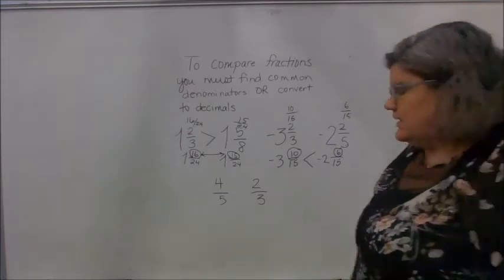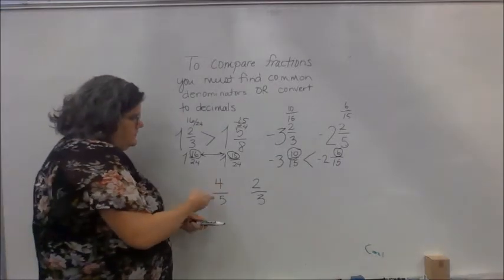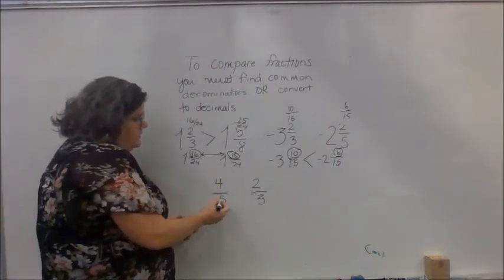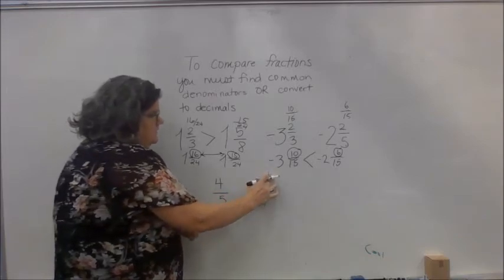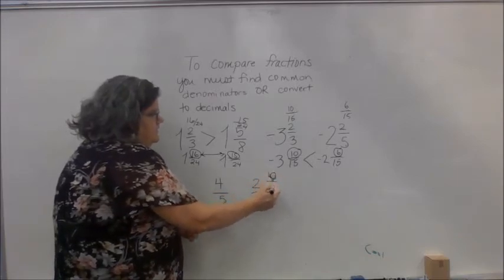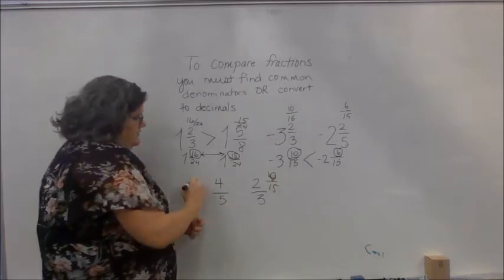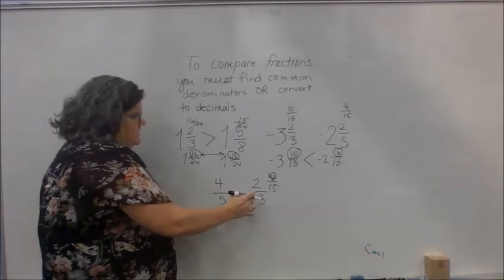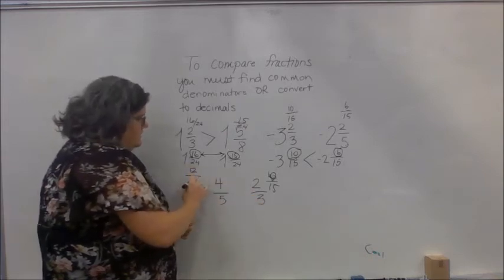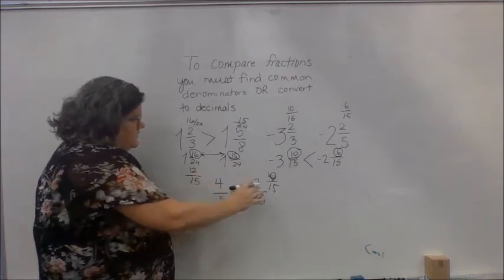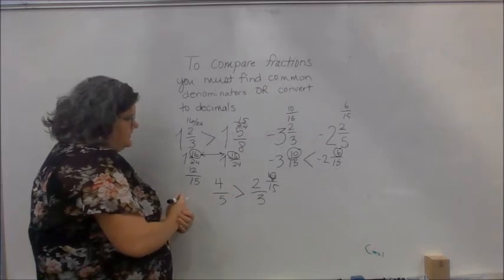So for this one, I'm going to do it 2 different ways. This one again, 5 times 2 is 10. 5 times 3 is 15. So this one becomes 10 fifteenths. So this one is going to be 3 times 4 gives me a numerator of 12. 3 times 5 gives me a denominator of 15. Which one of these is larger? The larger one is 4/5.